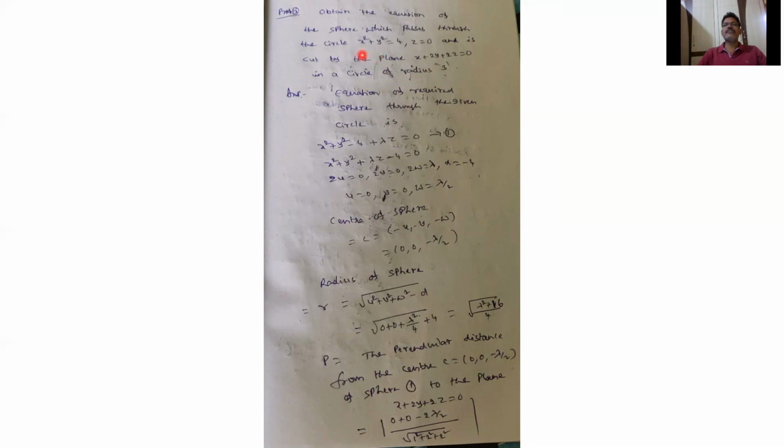So now we have to find the equation of the sphere which passes through x square plus y square equal to 4, z equal to 0, and it is cut by the plane. It becomes a circle of radius 3. So first, we know that the equation of the required sphere through the given circle, x square plus y square equal to 4, z equal to 0, is S plus lambda phi equal to 0.